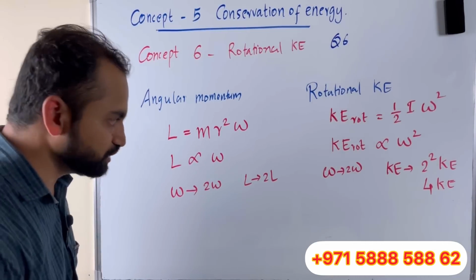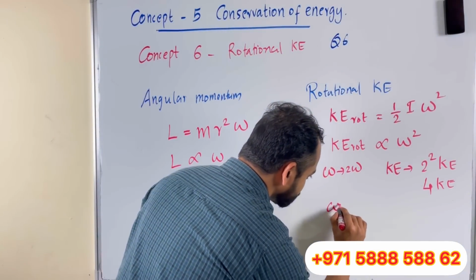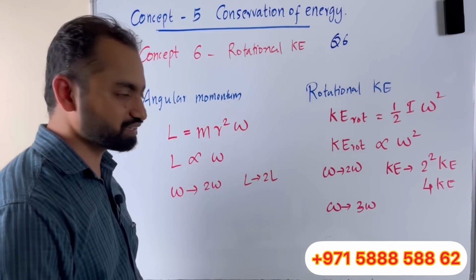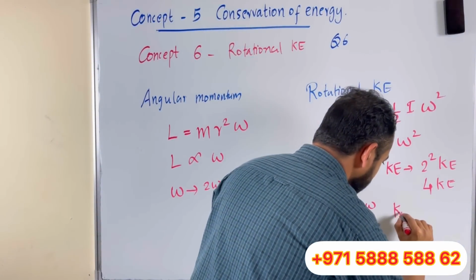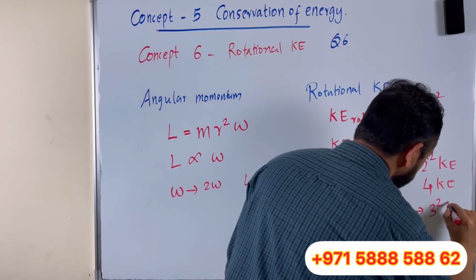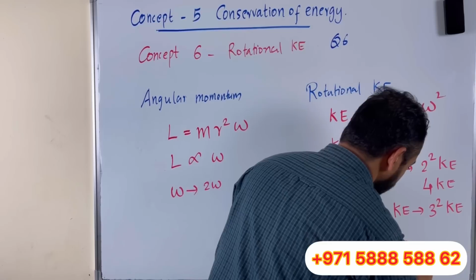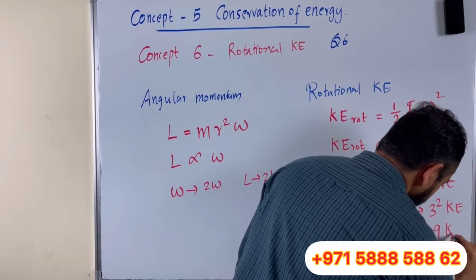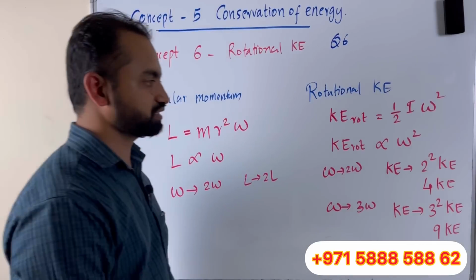What if omega changes to 3 omega? What happens to the kinetic energy? The kinetic energy changes to 3 square times the initial kinetic energy. So kinetic energy becomes, what is 3 square? 9, right? 9 times the initial kinetic energy.